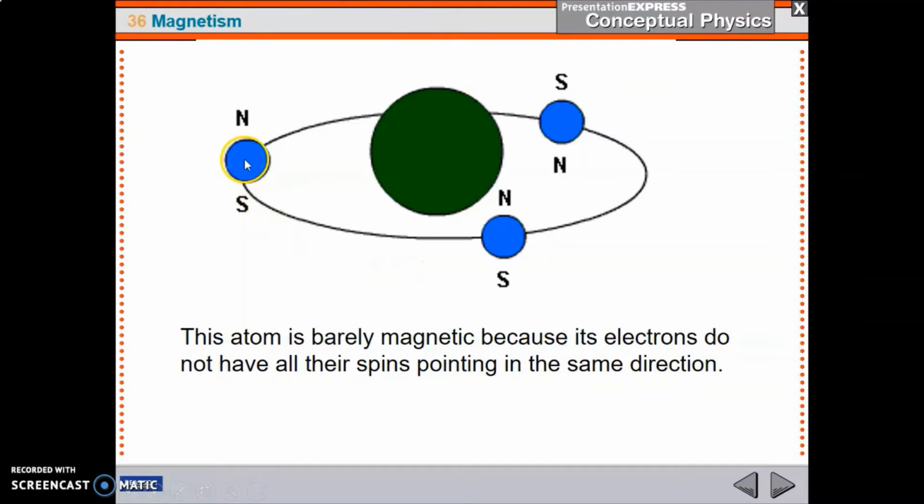This electron is spinning clockwise. Spinning, not rotating, spinning. So its north is up. This one also has the spin, so its north is up. But this electron is spinning counterclockwise, so its north is down. So what's the end result? This atom is barely magnetic because its electrons do not all have their spins pointing in the same direction.